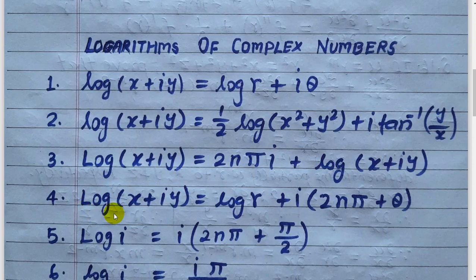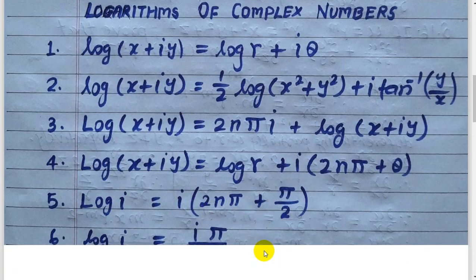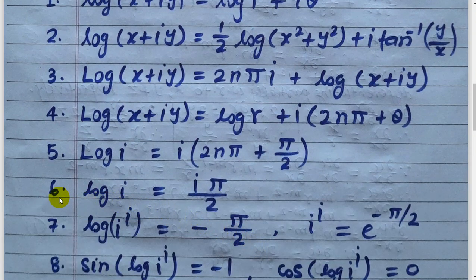Fourth one, Log of x plus iy equals log of r plus I into 2n pi plus theta. Fifth one, Log of I equals I into 2n pi plus pi upon 2. Next, that is sixth formula, log I, now it is small, equals I into pi upon 2. And seventh one, log of I raised to I to the power I equals minus pi upon 2.